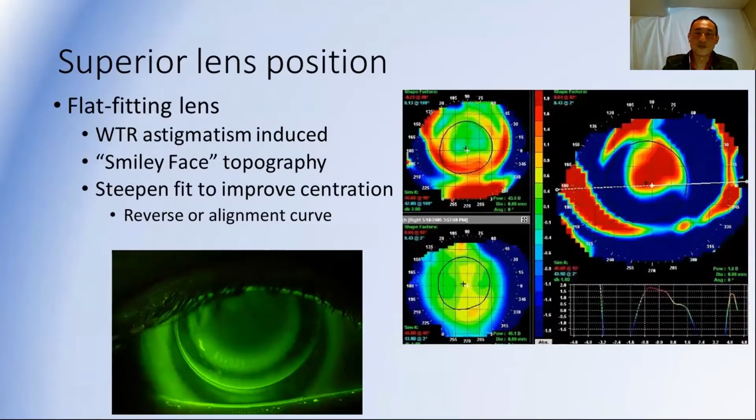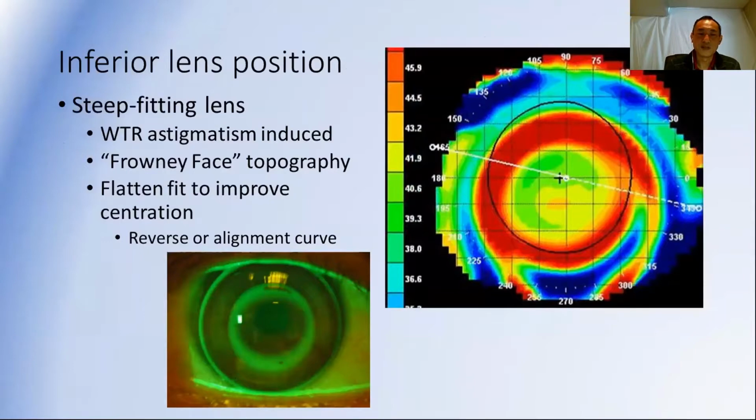If you have decentration and the lens is riding high, usually that's because the lens does not have enough sagittal depth. So you want to increase sagittal depth by either steepening the reverse curve or steepening the alignment curve. If you have the opposite, where the lens is riding too low and you have a low treatment effect, then usually the lens is too steep and you have too much sagittal depth. So in this case, you want to flatten the reverse curve or flatten the alignment curve.